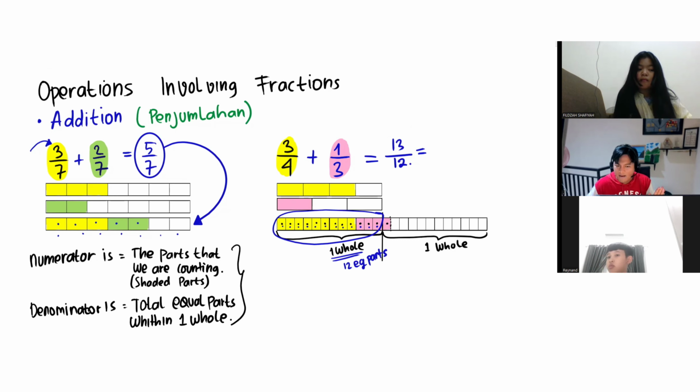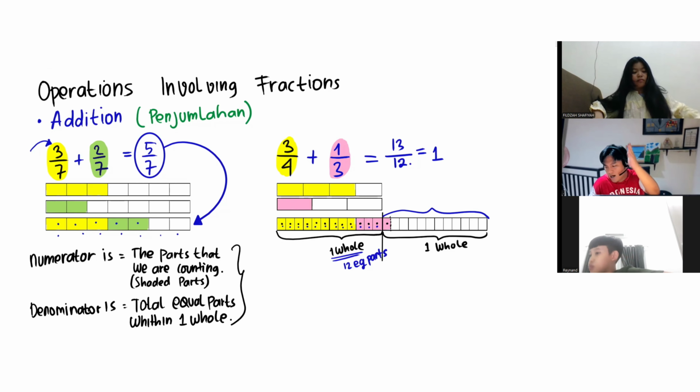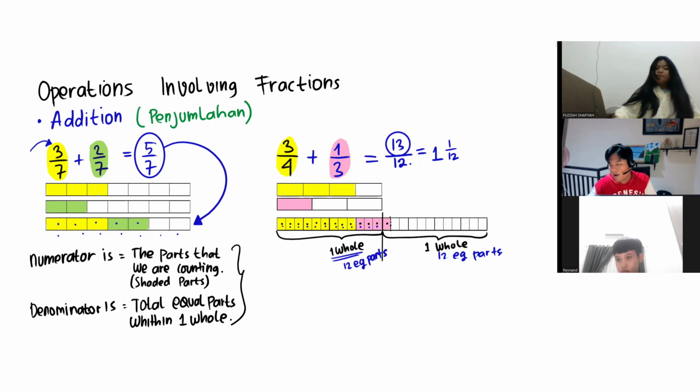Or you can simply say that in this one whole, every part is shaded. Agree with that? So you have one whole, and if you look at the other whole there, there's only one part shaded out of 12 equal parts. So you can make it 1 out of 12. Okay, what kind of fraction is that, if and only if its numerator is greater than its denominator?